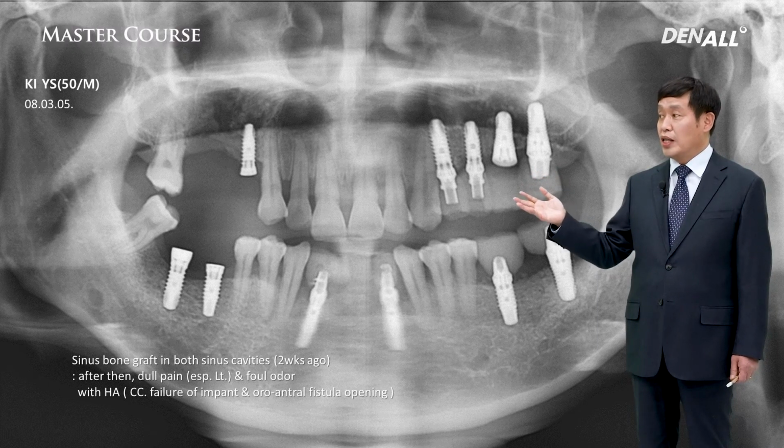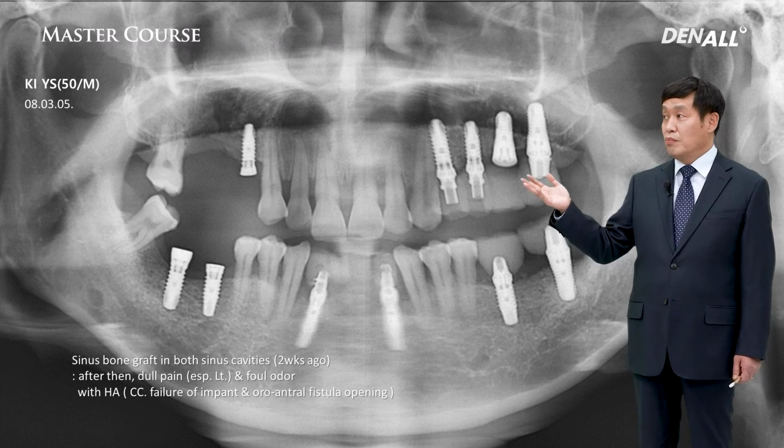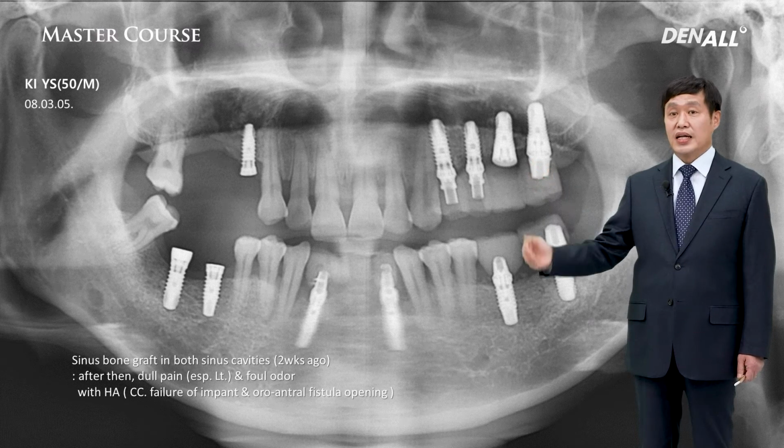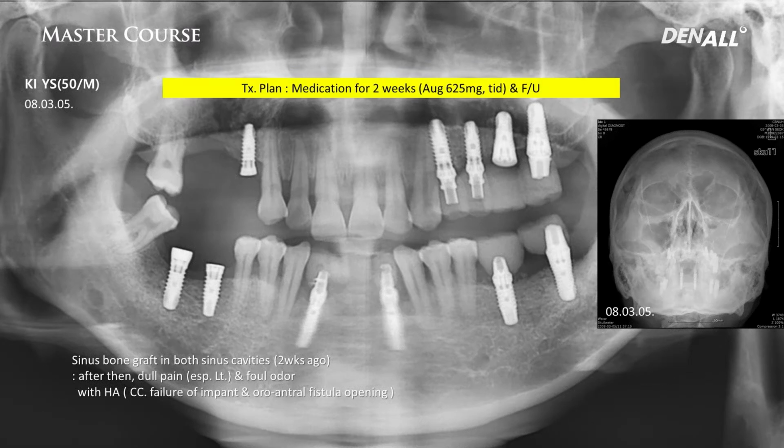However, when I looked at the patient's history, the patient also complained of dull pain and foul odor on the left side. On the panoramic image, there's increased haziness in the left sinus. A plain x-ray, Water's view, was taken. If you take a look, compared with the right sinus, on the left side there's increased haziness, but you can see slight airflow in the maxillary ostium. It's similar to the first case. I decided to prescribe medication to the patient.